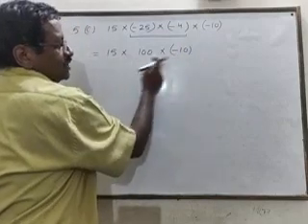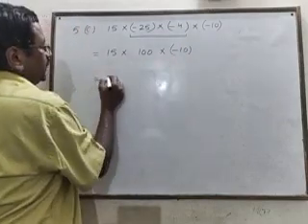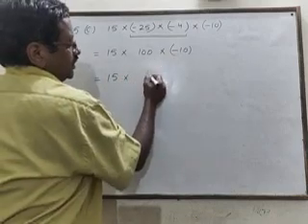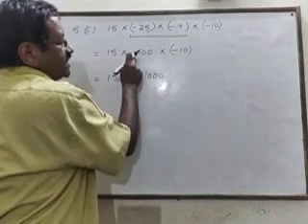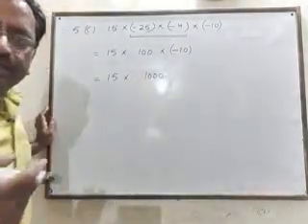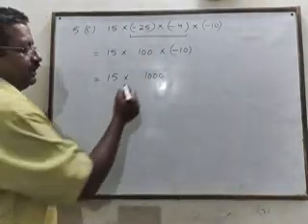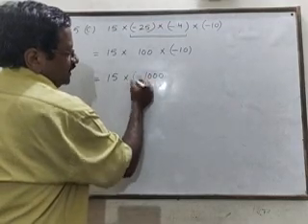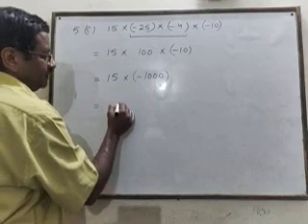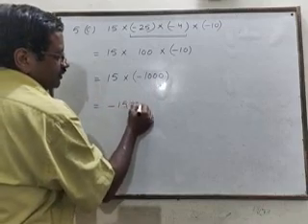Now multiply these two. 15 again we are putting as it is, so we are multiplying these two, it will become 1000, but this time one number is positive, second number is negative. Sign according to chart in case of multiplication will be minus, and this multiplied by this will become minus 15,000.